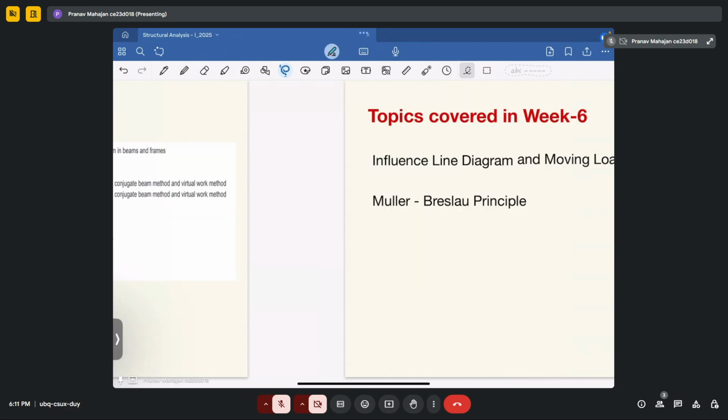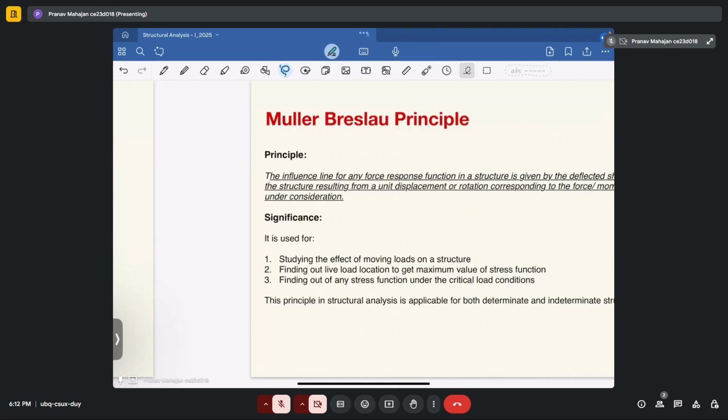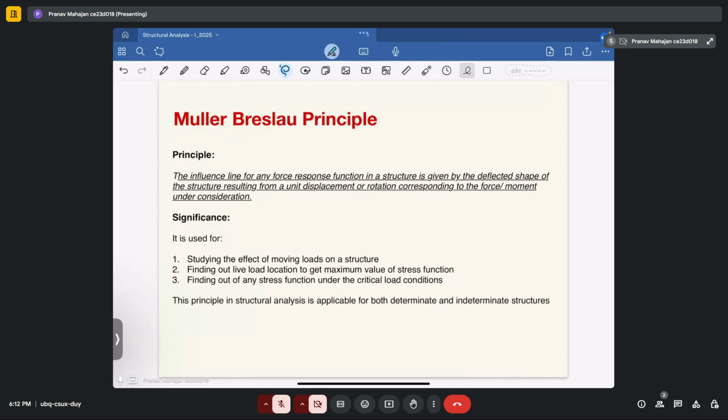The influence line diagram is a principle which we use to determine the reactions, shear force, as well as the bending moment at different points of beams, utilizing the moving loads that are acting over the sections. For this, we have one principle called the Muller Breslau Principle. So what is the Muller Breslau Principle? I think you have covered all of this in week number 6, but still I will give you a brief description.